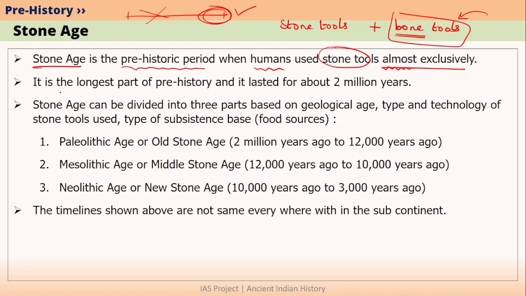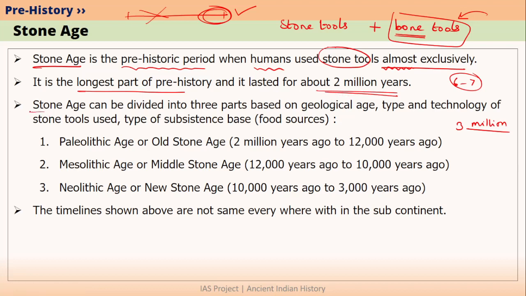Alright. Stone Age is the longest part of prehistory because it almost lasted for 2 million years, because humans started to use metal only from around 6 to 7,000 years ago. Before this, metal tools were not used. However, stone tools were almost used for, let's say, the last 3 million years. But in the case of India, we consider a period from almost 2 million years ago onwards as Stone Age.